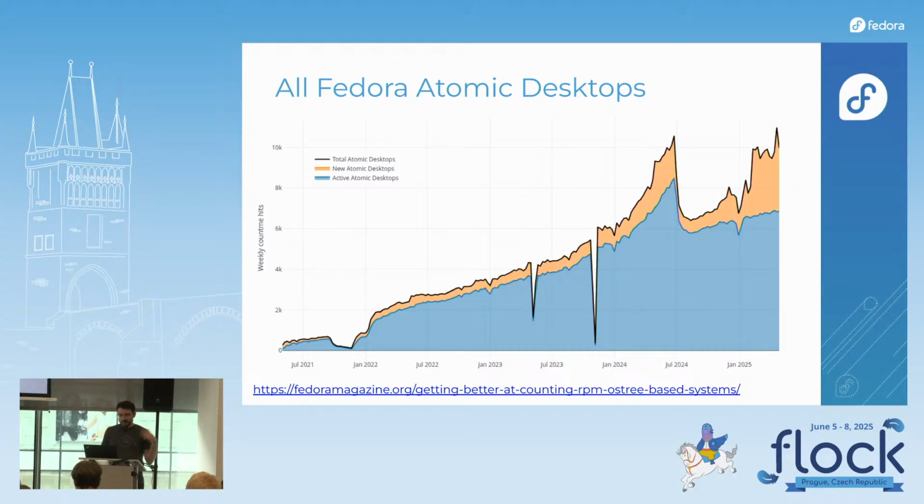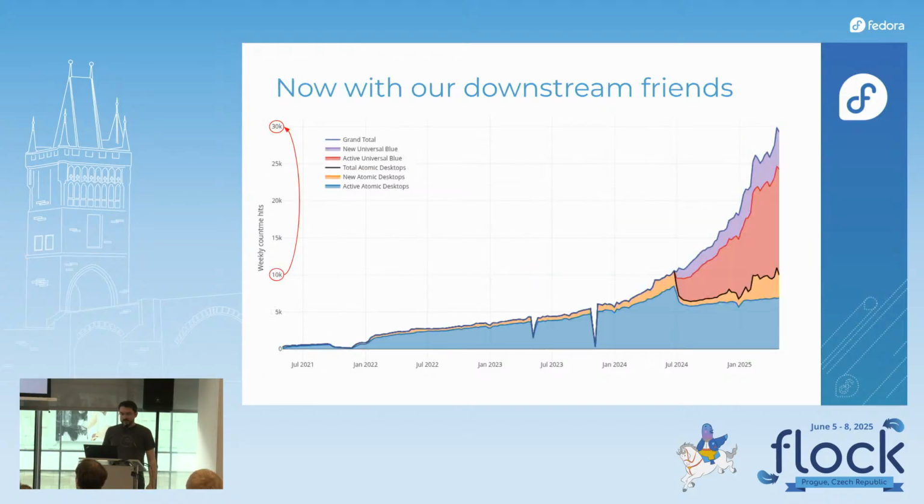We'll see that. And if you look here at the graph, what's happening in this drop here? It makes no sense. Why are we losing a ton of our users all of a sudden at this point in time? It's around July 2024. Well, I want to make sure you look at the y-axis on the left, at the number here. We are about 10,000 users here. If we take a look at now with systems that are what we call our downstream friends, which are essentially Universal Blue, and we put them back in the picture, then we go from 10,000 users to about 30,000 users in total.